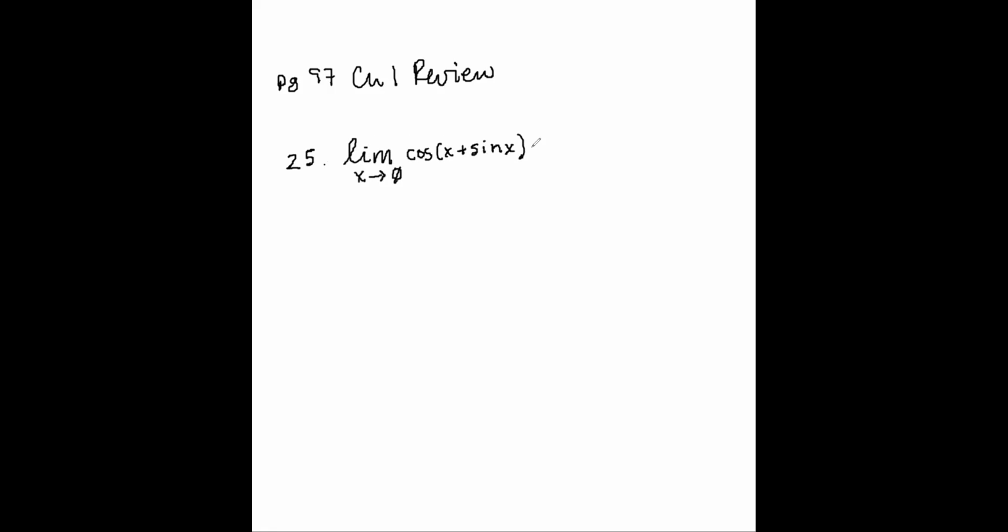Okay, so here we have this limit, the limit as x goes to 0 of cos of the quantity x plus sine x. So this is kind of a nasty looking one, but basically what we're going to do is just sub in 0 for these x values. So if x is going to 0, then we're going to consider that to be 0 plus sine of 0. And what is sine of 0 going to be?